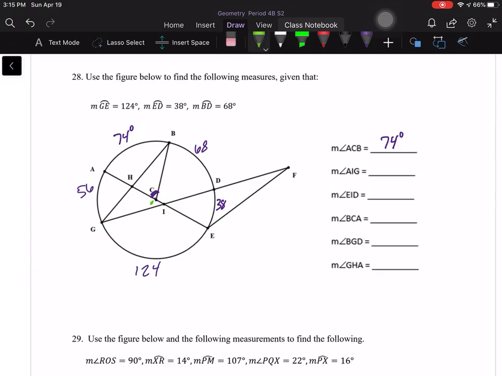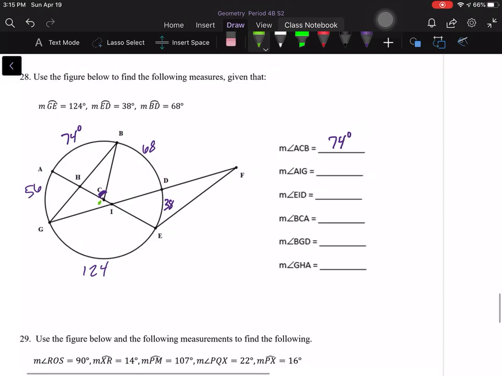Maybe I'll do it by the number here. So that's going to be half of 56 plus 38. So 56 plus 38 divided by 2. So that's going to be 47 degrees.